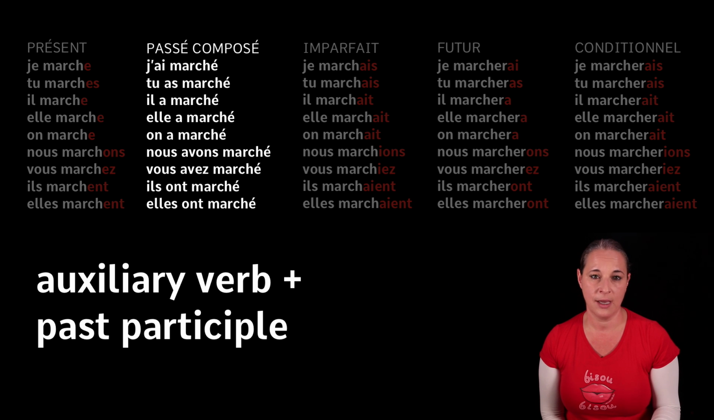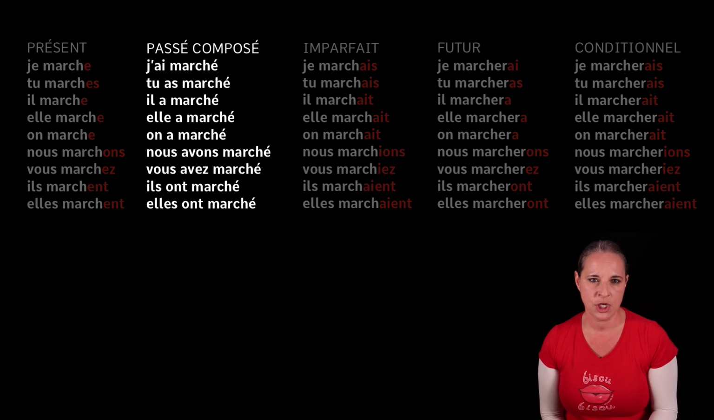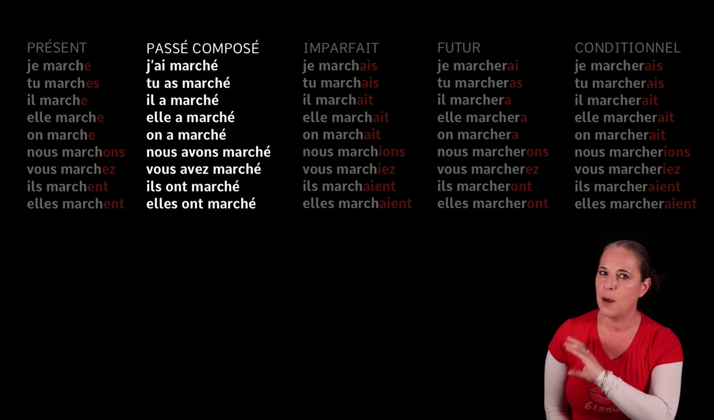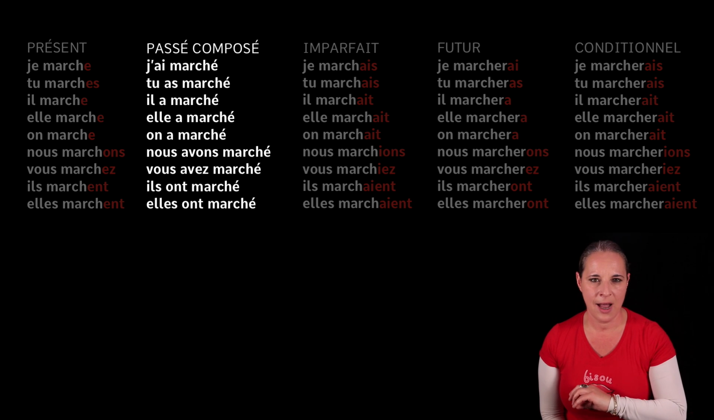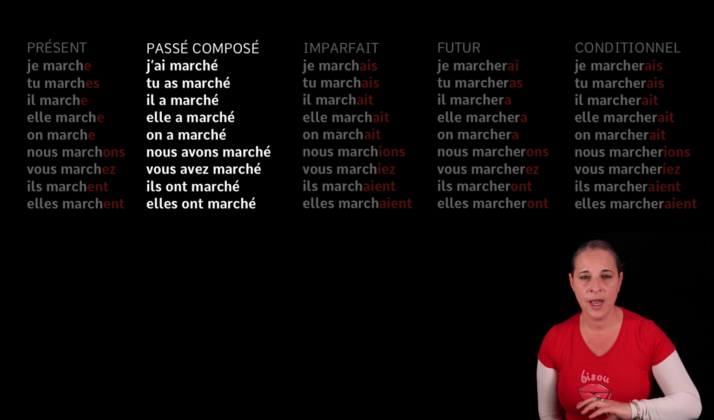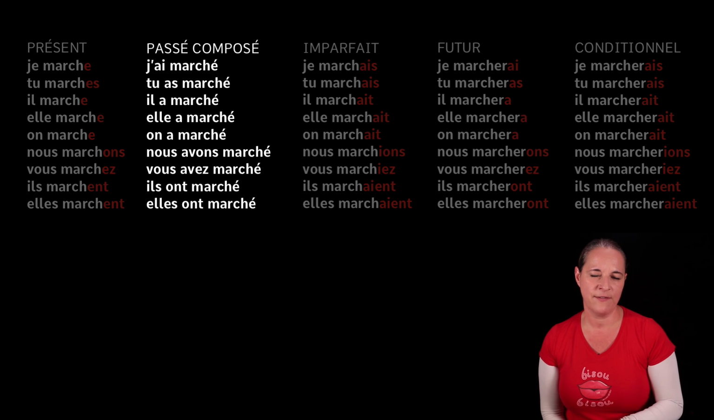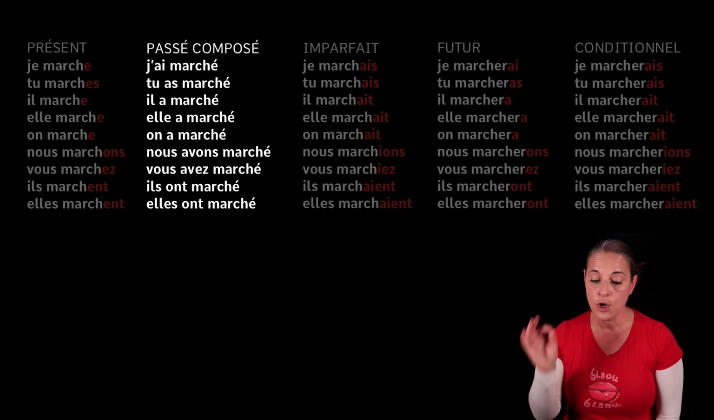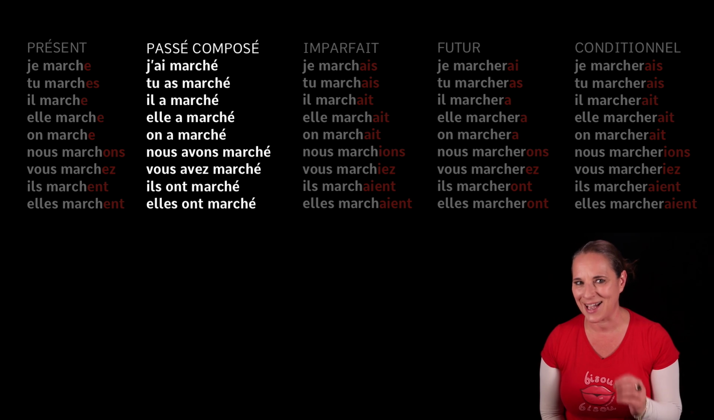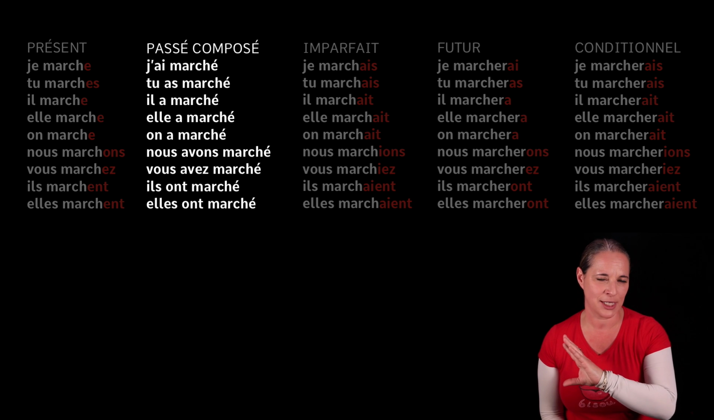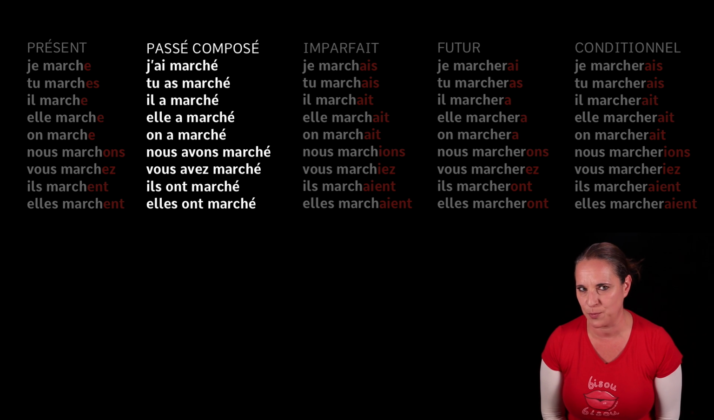J'ai marché, I have walked. Tu as marché. Il a marché. Elle a marché. On a marché. Nous avons marché, vous avez marché, ils ont marché, elles ont marché. So, quite simply, for a regular verb, how do you form the marché with an accent? You drop the R and you add an accent. This word marché is known as a past participle, okay?